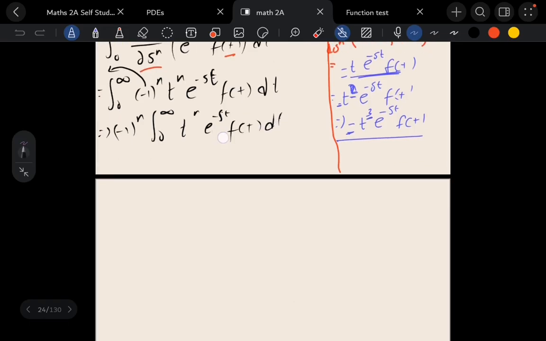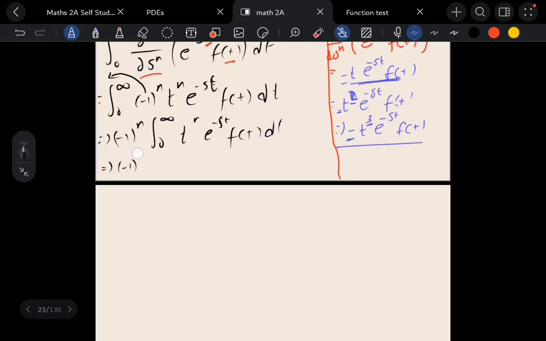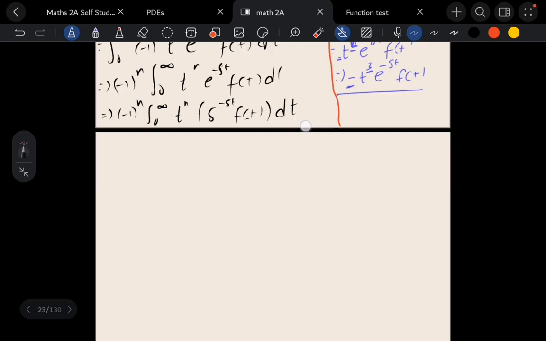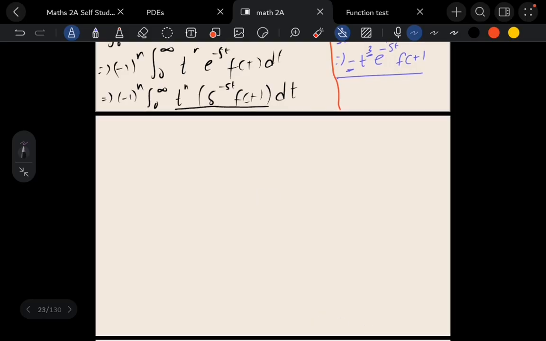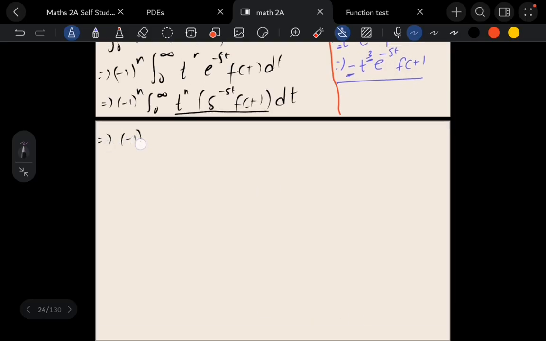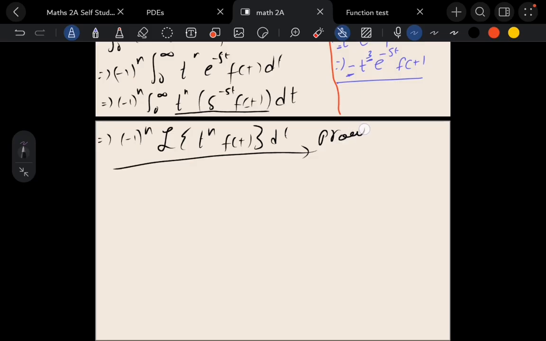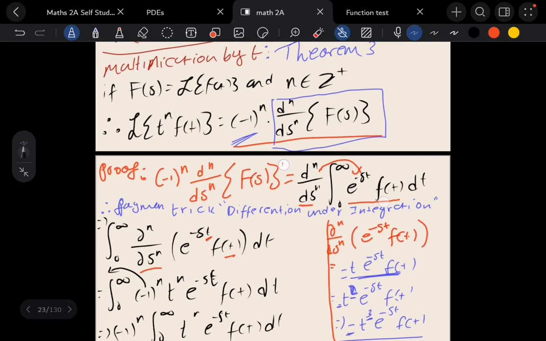Now when you write this out, you are going to have the integral from 0 to infinity of t^n e to the power negative st f(t) dt. You can clearly see that you're integrating this with respect to t. So this is the Laplace transform of t^n f(t). So this is the proof of the above theorem.